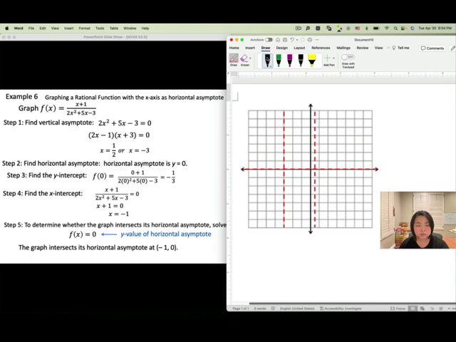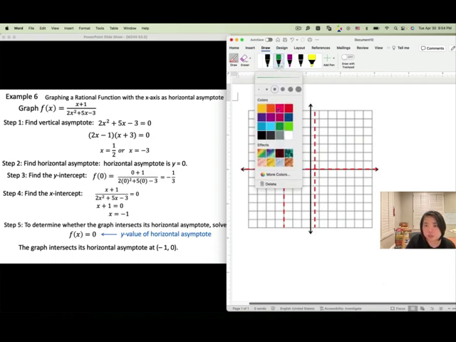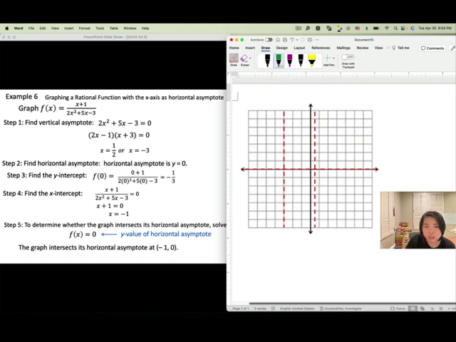Okay. And then we do have the y-intercept. X equal to 0, y equal to negative 1/3. Okay, x equal to 0, y equal to negative 1/3. So somewhere like here. And then we have the x-intercept. X equal to negative 1, y equal to 0. Okay, so like here.